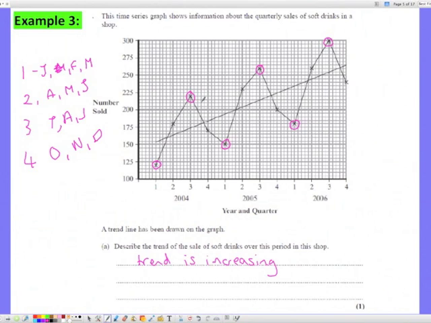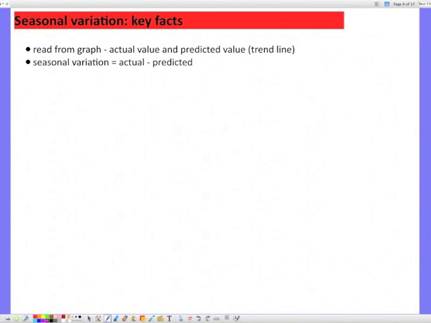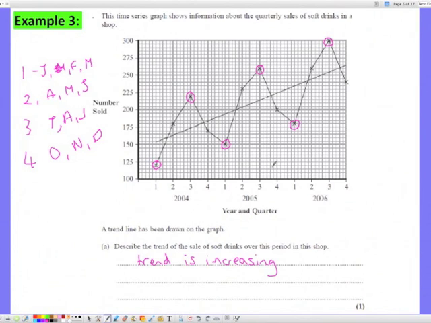So we can see here that we have variation. Now, if we look here at the notes, seasonal variation is equal to the actual value, subtract the predicted. And we can do this from the actual graph. So if we take a look here and say, for example, we're looking at the point here at quarter 4 in 2005. We're looking at our value here and reading across, 200. And here, the trend going across is 225.